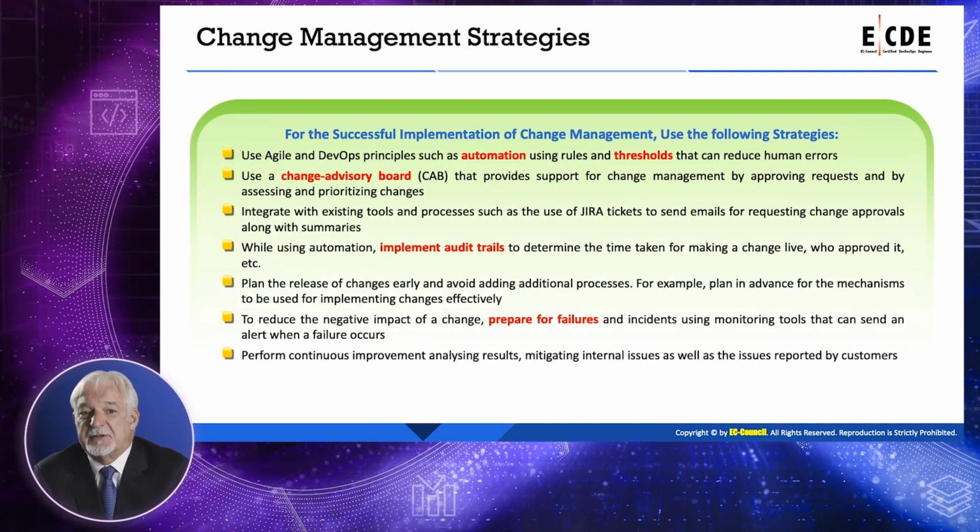Change management strategies. For the successful implementation of change management, use the following strategies. Use Agile and DevOps principles such as automation, using rules and thresholds that can reduce human errors. Use a change advisory board, or a CAB, that provides support for change management by approving requests and by assessing and prioritizing changes. Integrate with existing tools and processes, such as the use of JIRA tickets to send emails for requesting change approvals, along with summaries and other information that's required to be able to make those decisions.